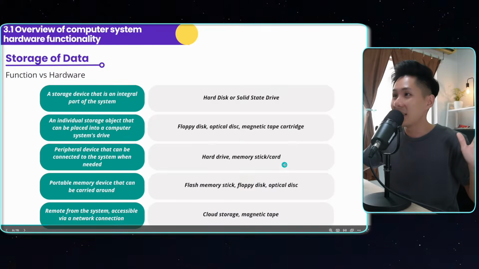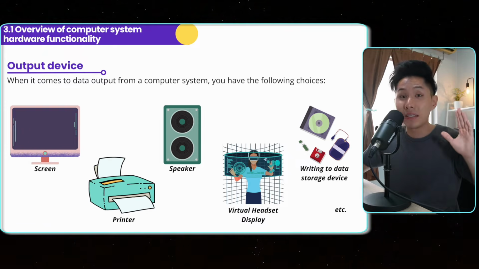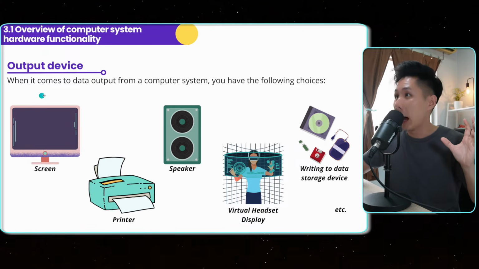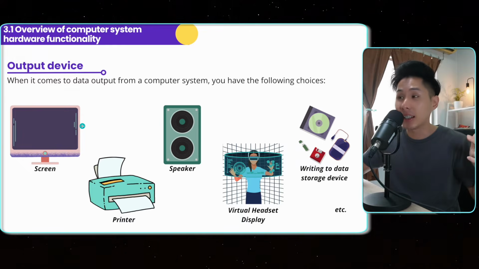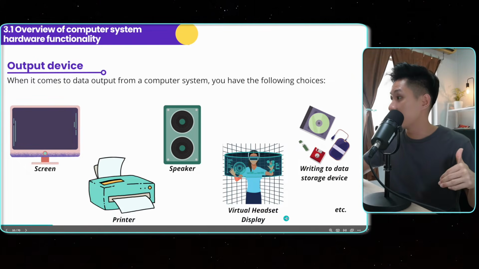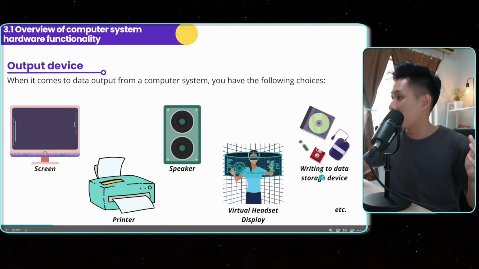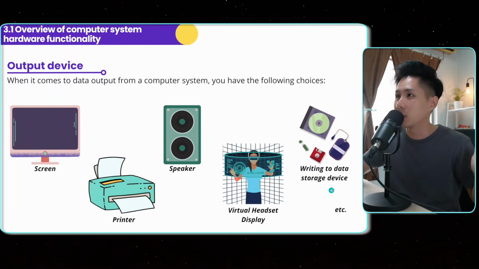So these are the memory components of a computer system. And we also have the output device, which outputs the processed data in a computer system, like screen, printer, speaker, VR set, and also writing to a data storage device, like when you are burning a DVD. That's an output device as well.